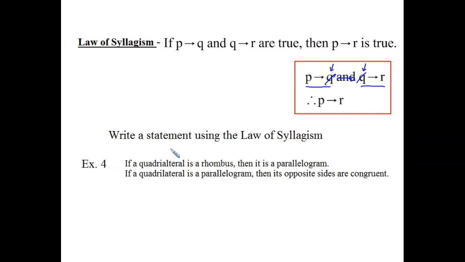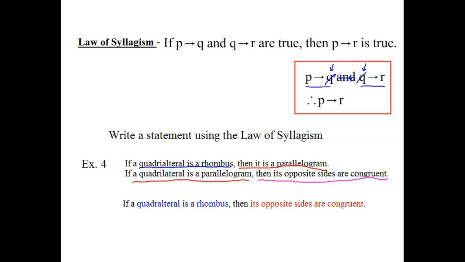Let's examine an example here. Write a statement using the law of syllogism. If a quadrilateral is a rhombus, then it is a parallelogram. And if a quadrilateral is a parallelogram, then its opposite sides are congruent. So we have the hypothesis here, and then we have a conclusion down here that we're going to connect with the same statement in the middle, that same connecting piece of logic. It's the conclusion of the first if-then statement and the hypothesis of the second if-then statement, and therefore we can rewrite and leave out that middle logic step: if a quadrilateral is a rhombus, then its opposite sides are congruent, where it's just the P and the R, and you see that the Q statement is what allowed us to connect P and R.